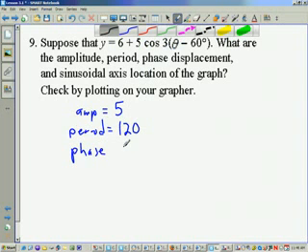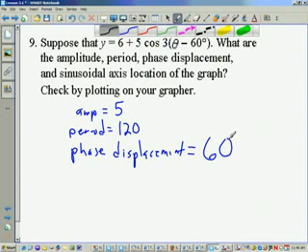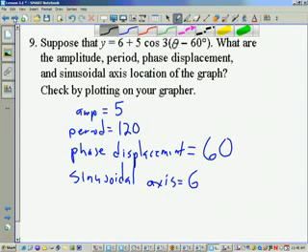The phase displacement, we're moving 60 to the right, so that's 60. Sinusoidal axis. The sinusoidal axis, we're moving it up 6.